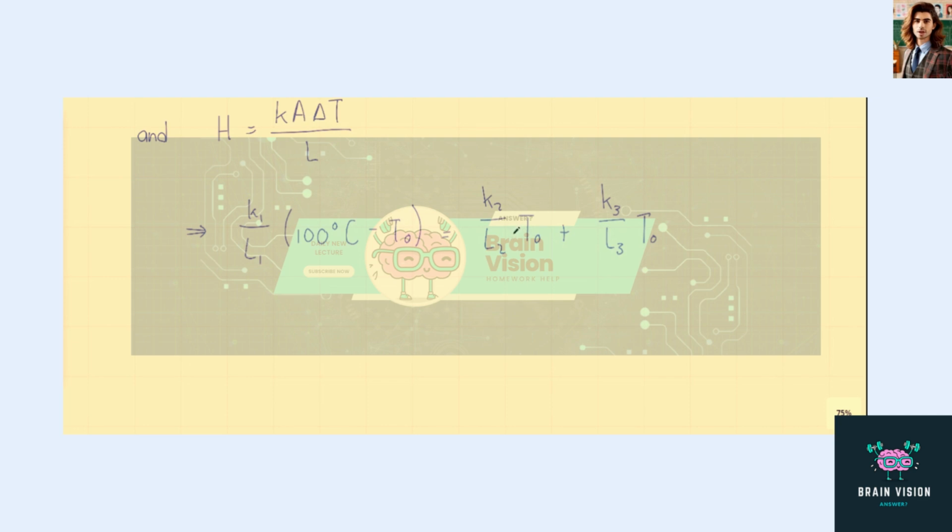So if we rearrange this equation, we can solve for the unknown temperature of the junction, T0, and T0 is equal to K1 over L1 all over K1 over L1 plus K2 over L2 plus K3 over L3, and all this multiplied by 100 degrees Celsius, delta T.